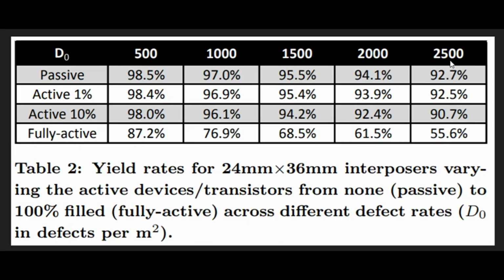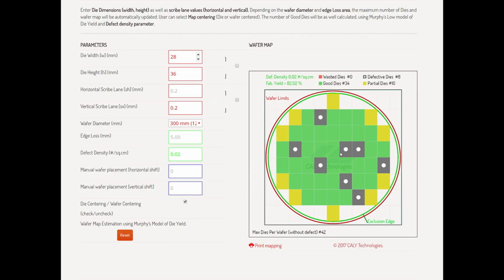And in fact, even at terrible yield rates of 2,500 defects per square meter, 10% active interposer would still have over 90% yield. And if you just go back to the die yield calculator I used earlier in the video, even these interposers at the edge, with the edges kind of chopped off, the chances are all of these would be absolutely fine to be used as well. And even the one showing up as defective would likely be absolutely fine too, simply because the defects will be hitting something non-critical. So hopefully that explained that part.